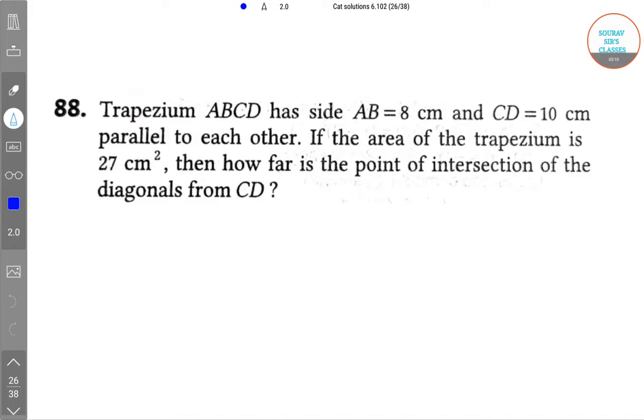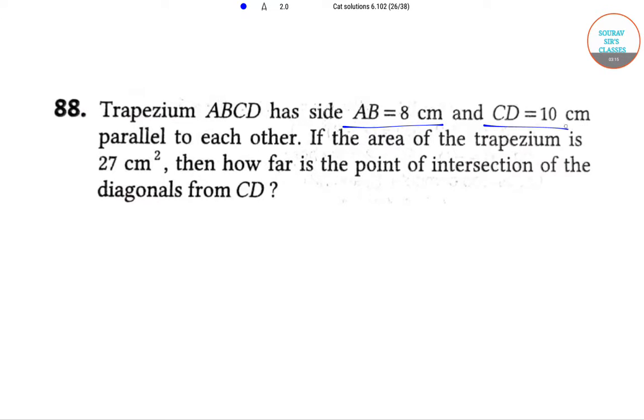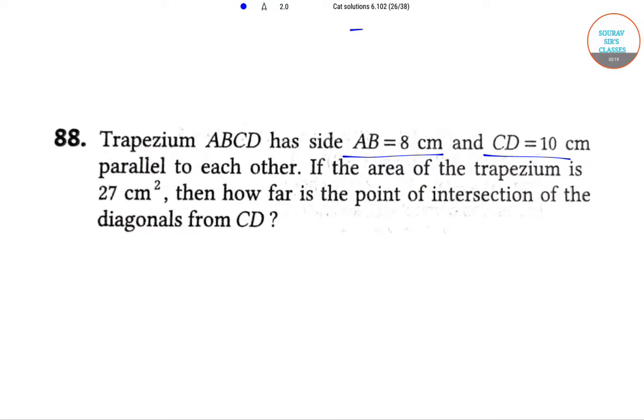The next question is, trapezium ABCD has side AB equal to 8 and CD equal to 10 centimeter. So, let this be our trapezium. This is AB, this is CD. So this is 10 centimeter and this is 8 centimeter. If the area of the trapezium is 27 centimeters squared, then how far is the point of intersection of the diagonals from CD?